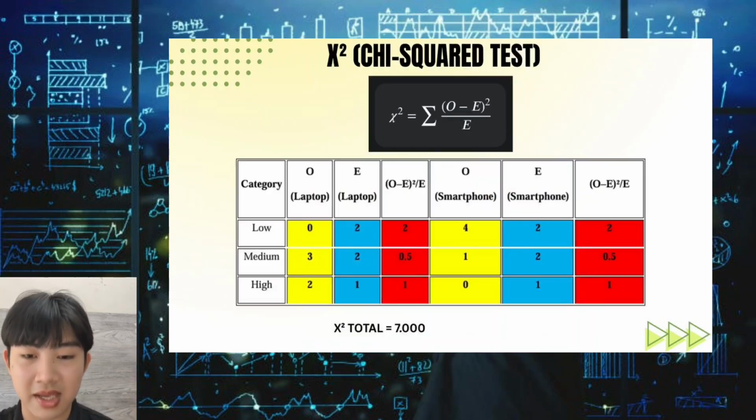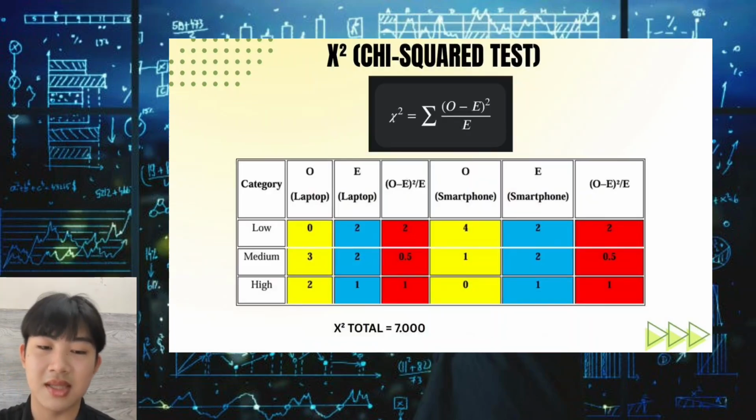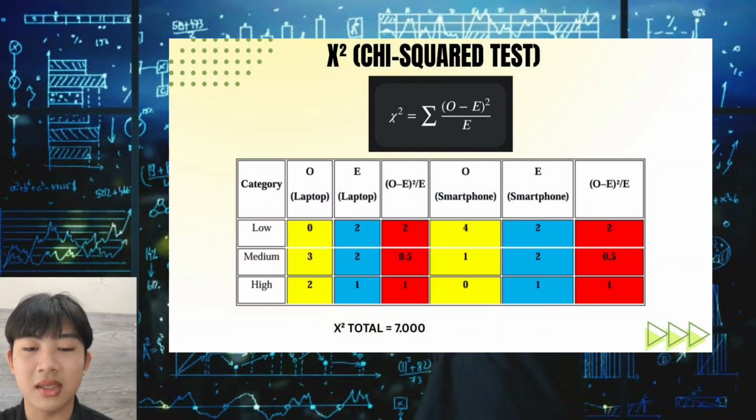Finally, the chi-square test compares the observations table to the expected table. If the actual data O is very different from our prediction E, we will reject the null hypothesis and conclude that the price distributions are significantly different. If the actual data is close to the predictions, we fail to reject the null hypothesis, meaning no significant difference was found. That's all.